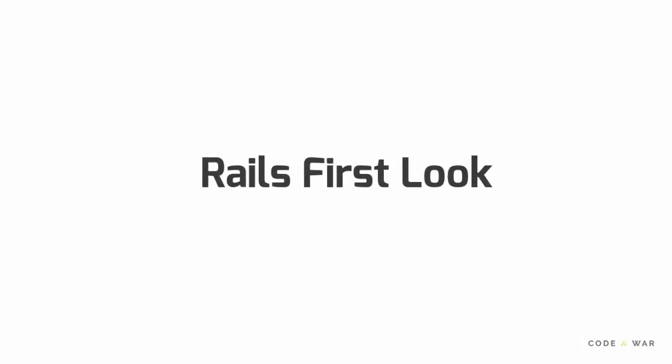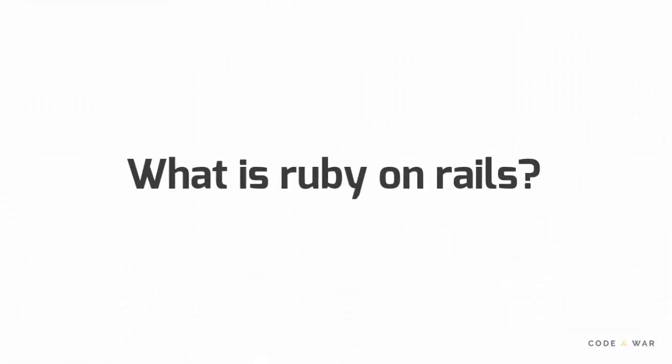Introduction to Ruby on Rails, or simply Rails. Ruby on Rails is a web application framework written in the Ruby programming language. It is also licensed by MIT. Ruby programming language is specially made for developers.